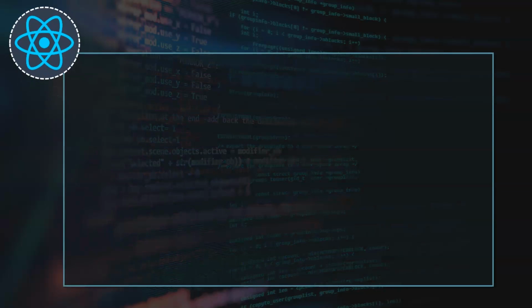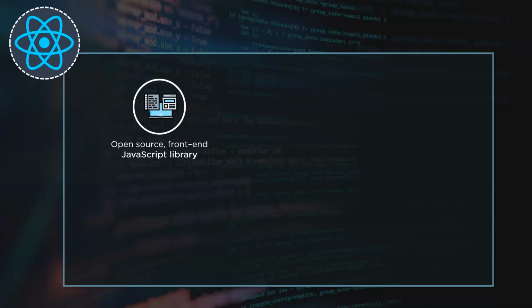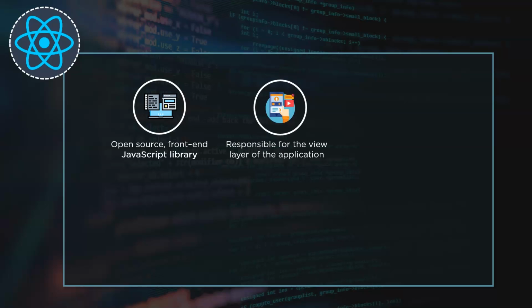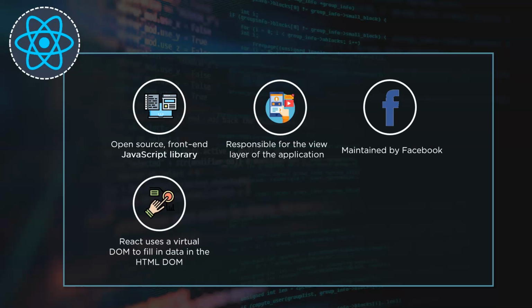Talking about React.js. Now React is an open source front-end JavaScript library. Now it is responsible for the view part of the application. It is maintained by Facebook and an open source developer community. Now React uses something called the virtual DOM to fill in data in the HTML DOM. This allows faster and quicker responsiveness.